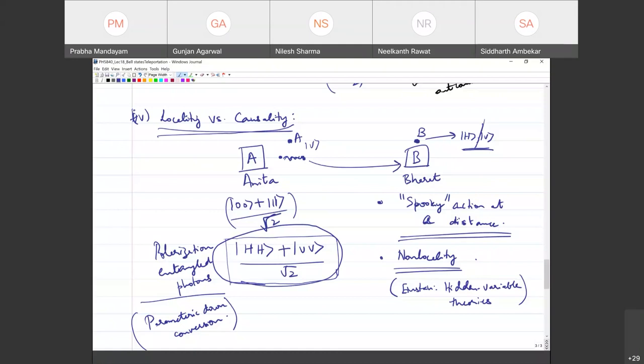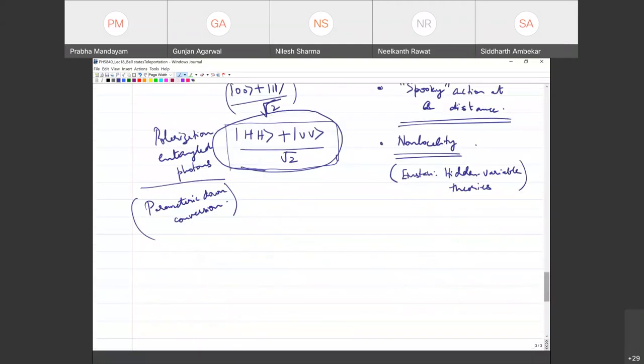The state collapses to one. Exactly. So after measurement, the post-measurement state is indeed an unentangled state. So post-measurement, let's just describe this using the collapse postulate, right? The states would have either collapsed to HH or VV. That's it. So the act of measurement completely disentangles the state.